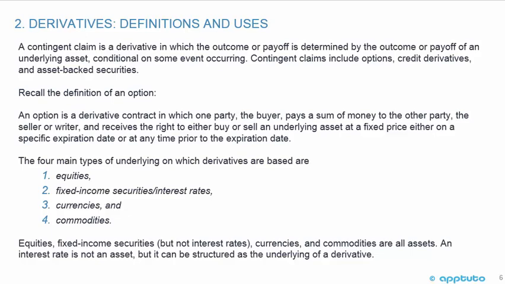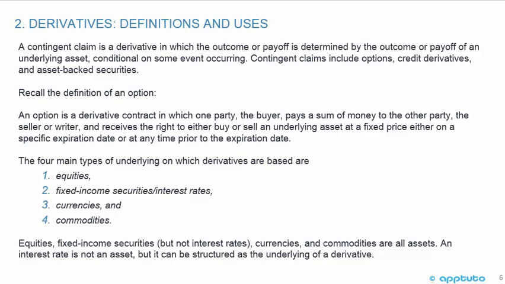Recall the definition of an option. An option is a derivative contract in which one party, the buyer, pays a sum of money to the other party, the seller or writer, and receives the right to either buy or sell an underlying asset at a fixed price, either on a specific expiration date or at any time prior to the expiration date.